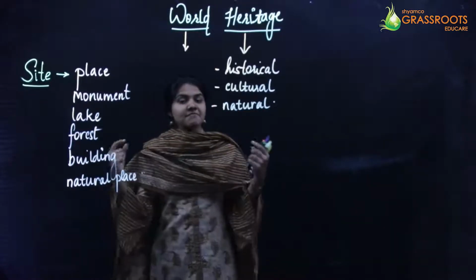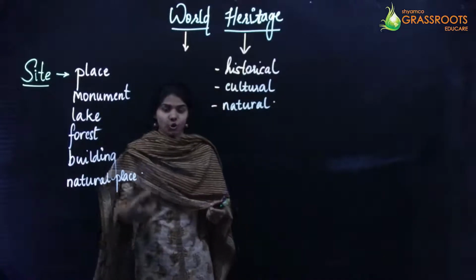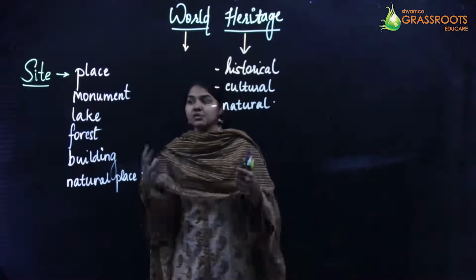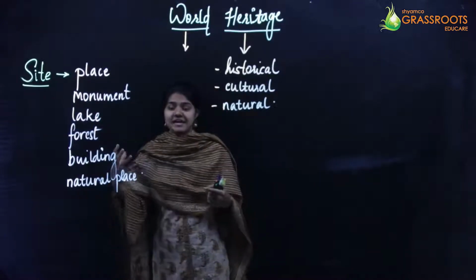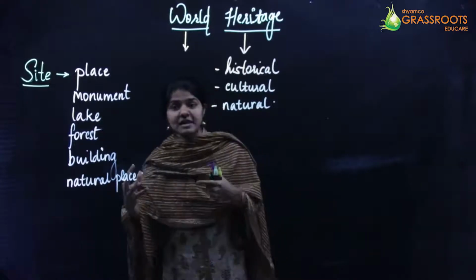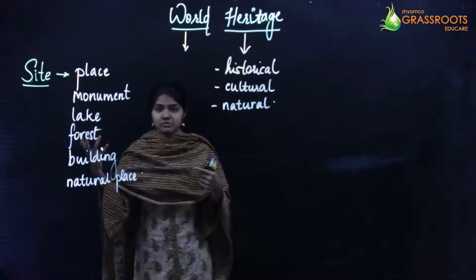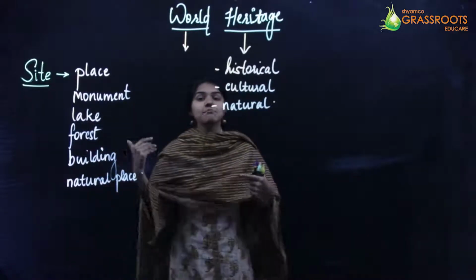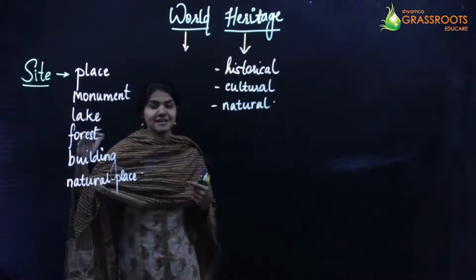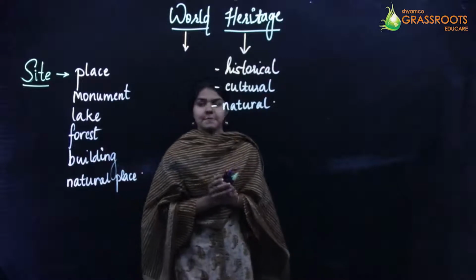So, when I combine all of this, it comes to any place that holds any historical, cultural or natural importance, and that place could be a monument, a lake. A monument means, I'll give you an example, like Qutub Minar, there's Humayun Tomb, then there's Taj Mahal. So all of these are monuments. Then there are lakes, there are forests, there are buildings, and there are many other natural places.